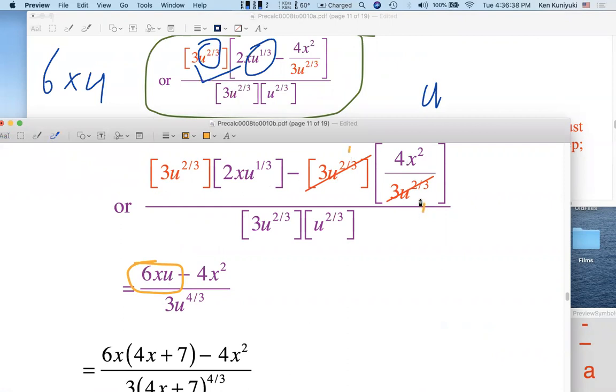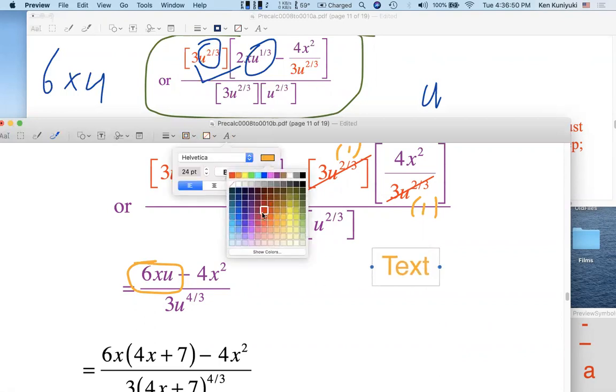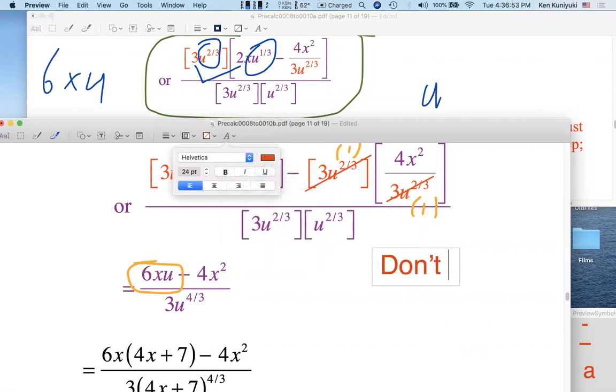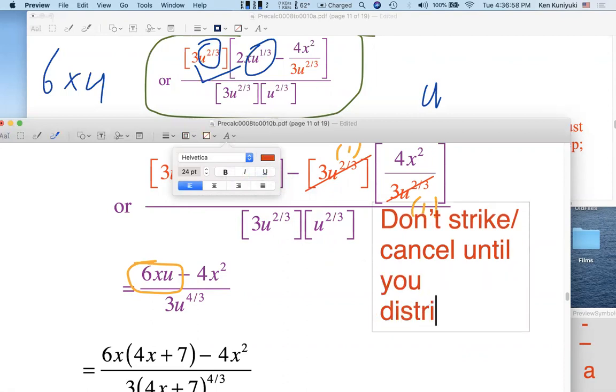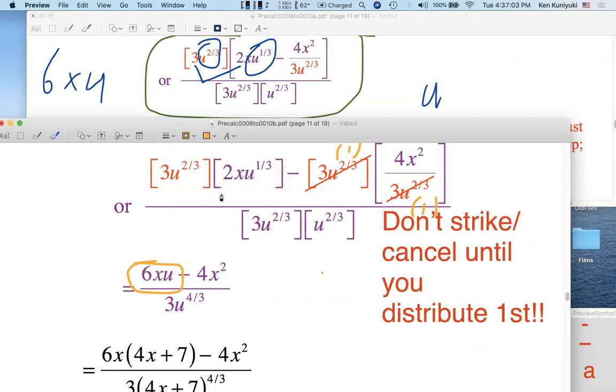And I should put little ones here. But remember, don't do your striking until after you distribute. I better write that out in red. Don't strike or cancel until you distribute first. All right? You have to distribute first. Otherwise, you're in danger of forgetting about the fact that the 2xu to the 1/3 also must be multiplied by this. All right, all over, and then the product down there.